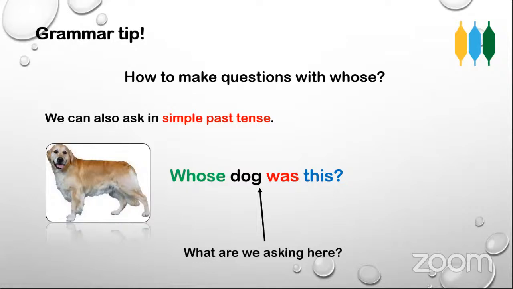So, it's like asking the owner of that dog in the past, because maybe right now it has another owner. Yes, that's totally right. Thank you, Lizana. And what indicates that context is exactly the verb to be, conjugated in past in this case. Very good. So maybe, as you say, the dog now has another owner, but I wanna know who owned it first, for example, and I can ask, whose dog was this?